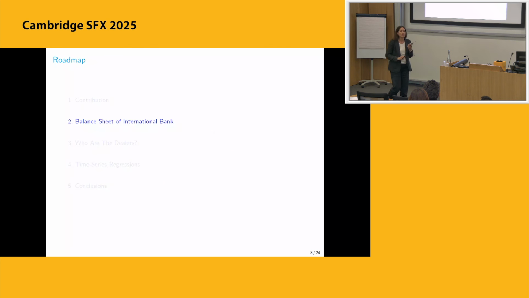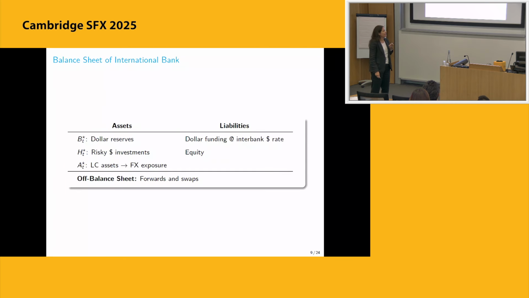Okay, so I have 3 comments. The first one is, like, what's the balance sheet of these banks? Who are these dealers? And then I have a comment on the empirics about the time series regressions because they report extremely high R-squared. So let me remind you of the balance sheet that these intermediaries have.